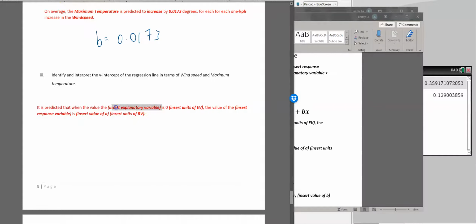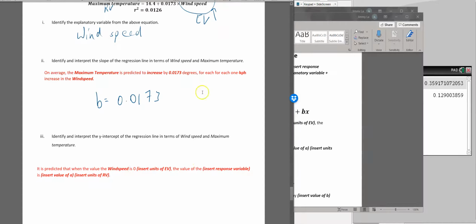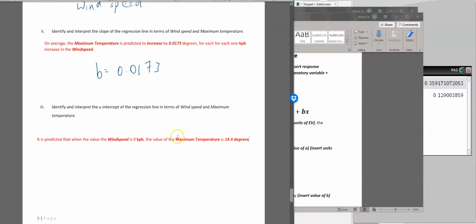Okay. It is predicted that when the value of the explanatory variable, wind speed, is 0 units, so in this case, kilometers per hour, the value of the maximum temperature is, insert the value of A. So the value of A is the y-intercept, so 14.4 degrees. Okay.